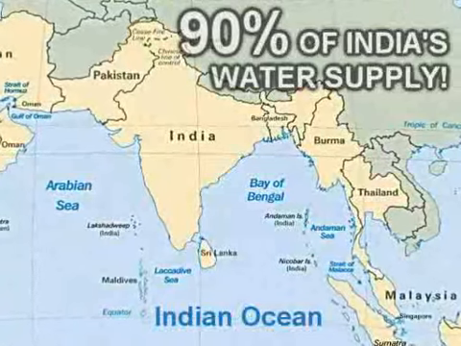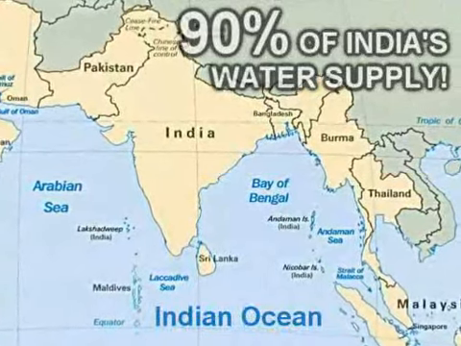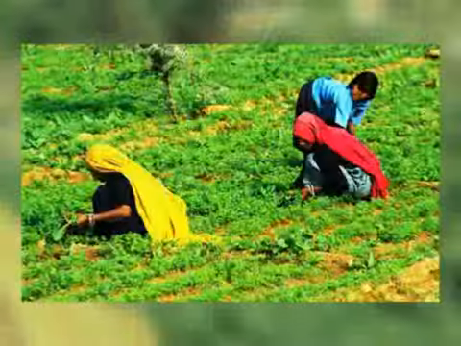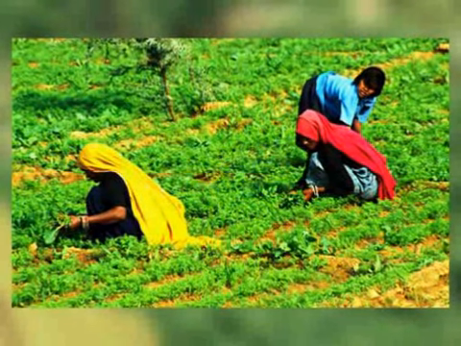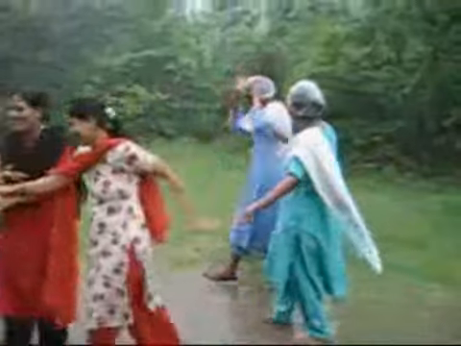Responsible for almost 90% of India's water supply, farmers rely highly on these seasonal rains for crop irrigation. In fact, the strongest monsoons occur in India and other areas of southern Asia.